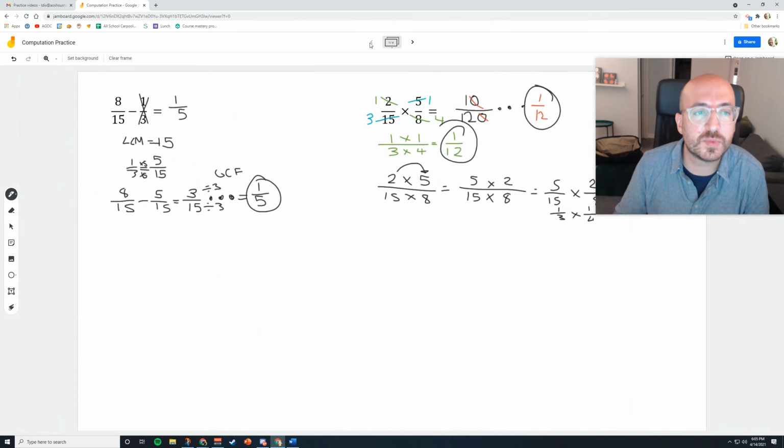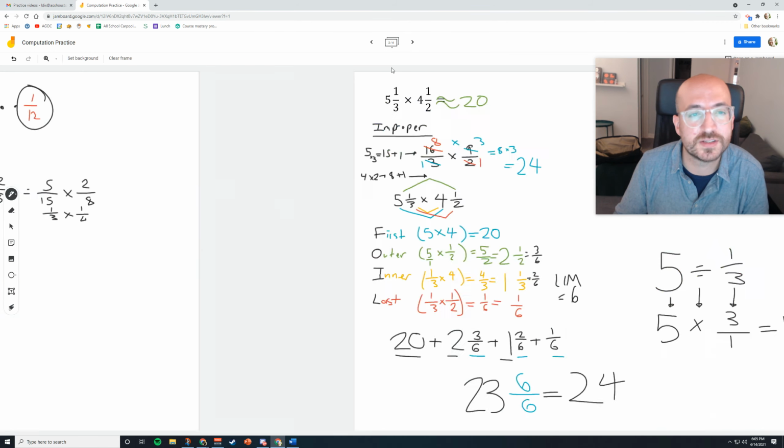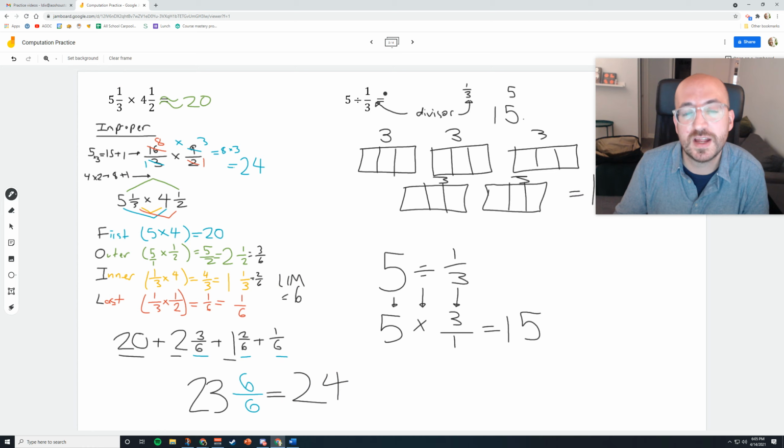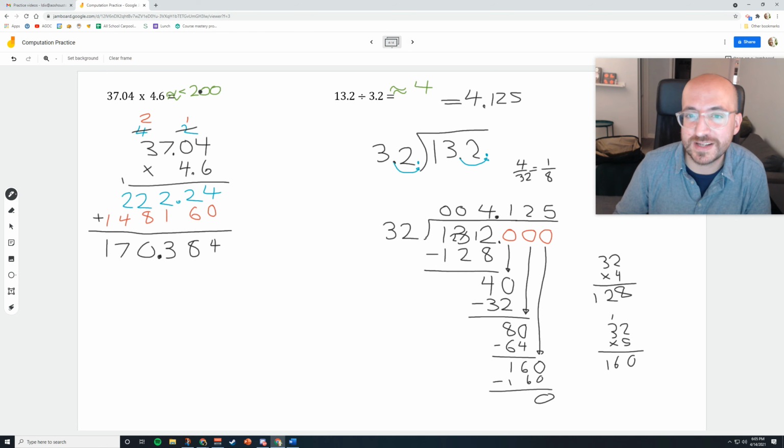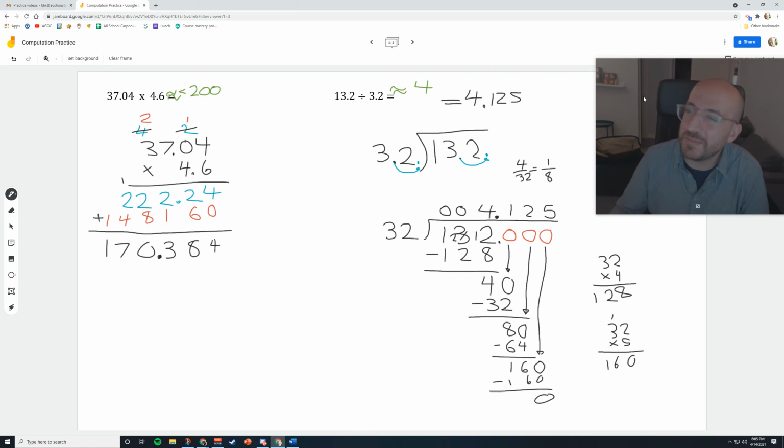We went through this. We subtracted, added fractions. We multiplied proper fractions, multiplied mixed numbers, divided a whole number by a unit fraction, divided a fraction by a fraction, subtracted decimals, multiplied decimals, divided by a decimal. Send me an email which thing you're still stuck on or if that was super helpful.